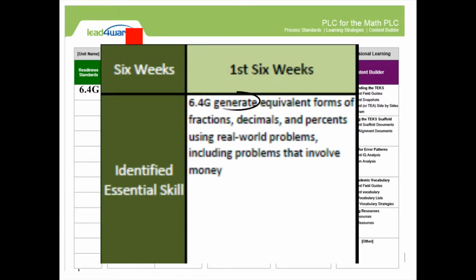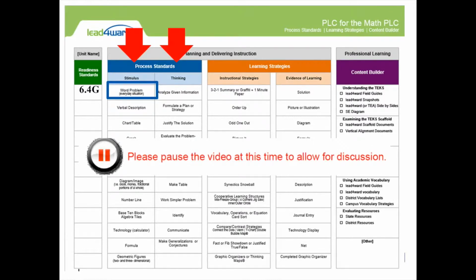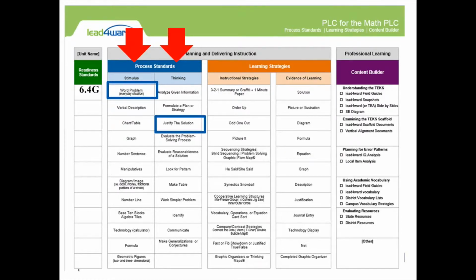Let's review the verbs in the SE. Which thinking activities will match the rigor for this level of Bloom's? Discuss 2 to 5 thinking strategies for students to demonstrate how they will process the information. This will occur every 8 to 12 minutes during the whole group instruction. Please pause to complete this task. After reviewing Readiness Standard 6.4G, we have selected 3 thinking strategies: justify the solution, work a simpler problem, and communicate.